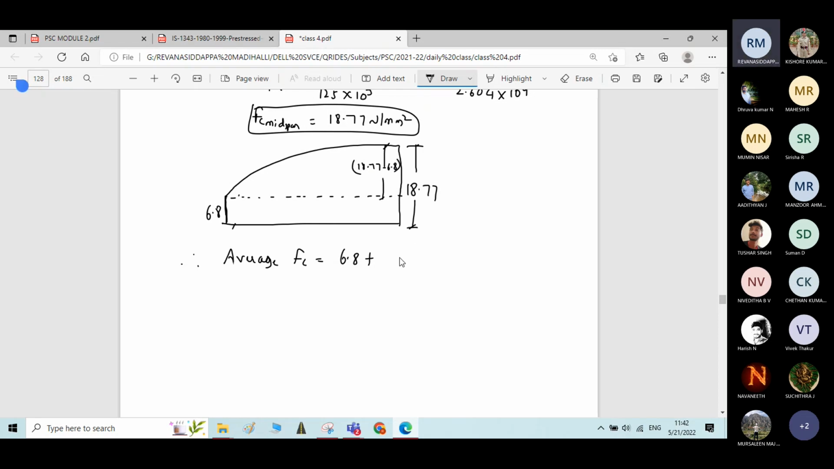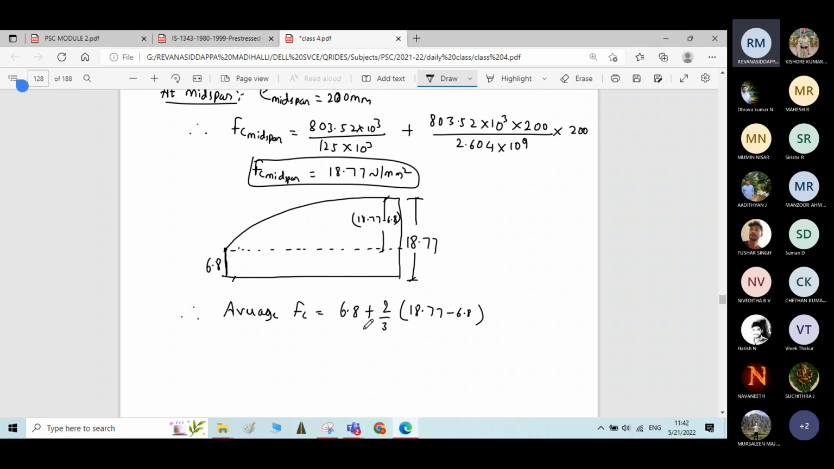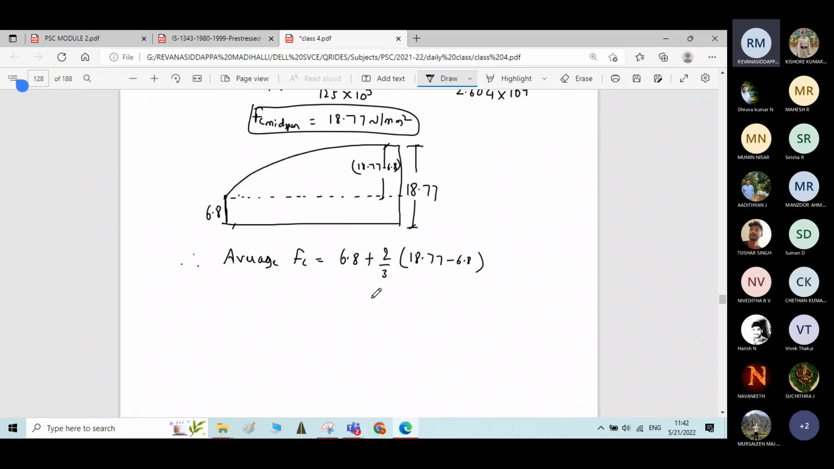Okay, so two-third of height at the left side plus height on the right side. Height at the left side is 0 and on the right side is 18.77 minus 6.8. Correct? So two-third of 18.77 minus 6.8. So you can directly calculate this average FC without writing the diagram. You remember like this: smaller value plus two-third of larger value minus smaller value. Smaller FC value is 6.8 plus two-third of larger minus smaller. If you do, you'll get the average FC.